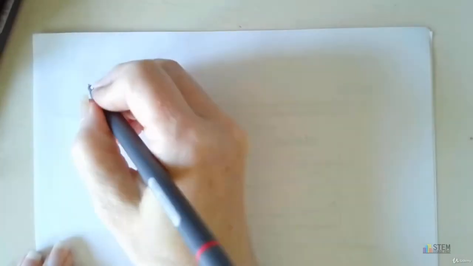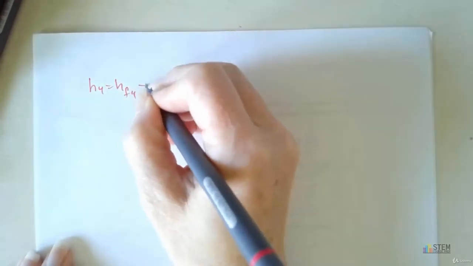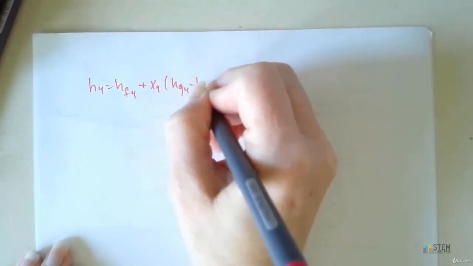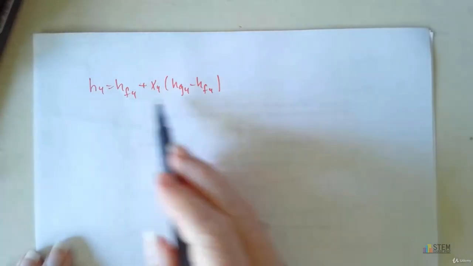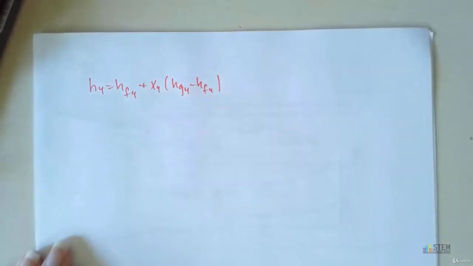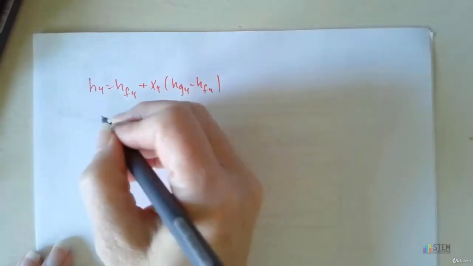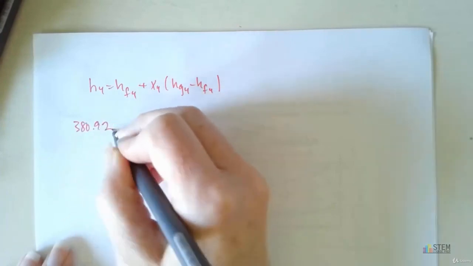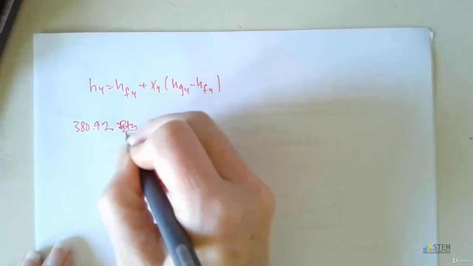Alright, so to find X4, let's go ahead and look at our enthalpy equation. We know H4 has got to be equal to HF plus X4 times the HG minus HF. We know that. We can find these H values because we know the temperature. So H4 we said was 380.92, and that's BTU per pound.